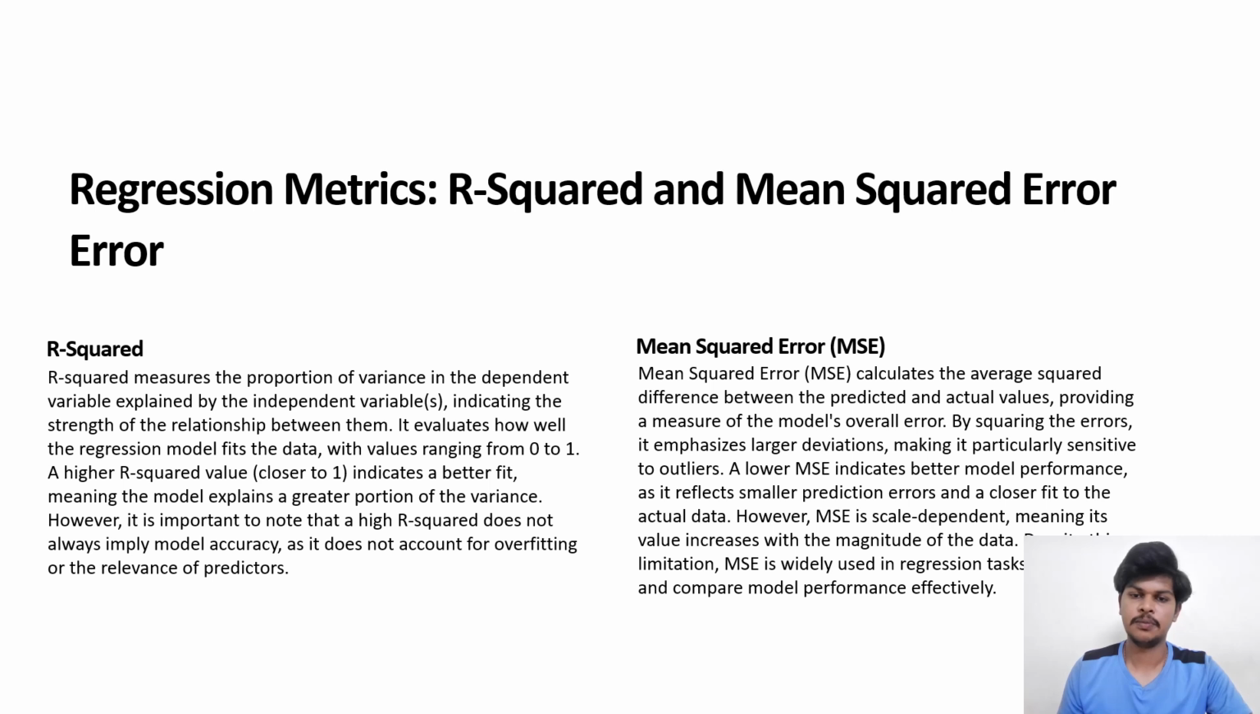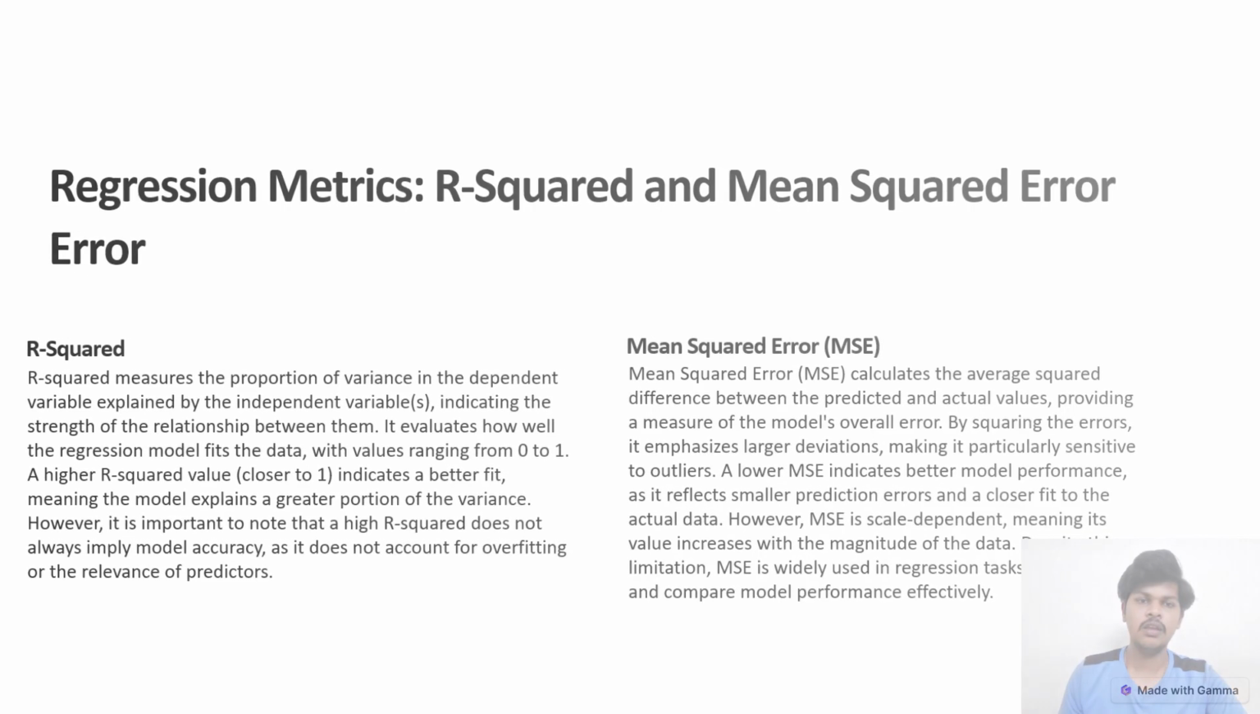Mean squared error, MSE. It calculates the average squared difference between the predicted and the actual values, providing a measure of the model's overall error. By squaring the error, it emphasizes large deviations, making it particularly sensitive to outliers. A low MSE indicates a better performing model, as it reflects small prediction errors and a closer fit to actual data. However, MSE is scale dependent, meaning its value increases with the magnitude of the data. Despite this limitation, MSE is widely used in regression tasks to evaluate and compare model performance.